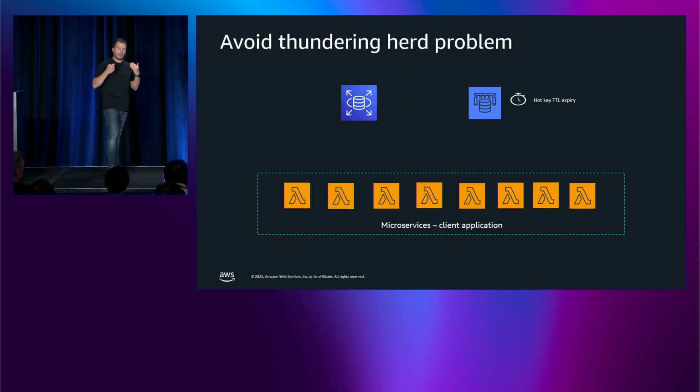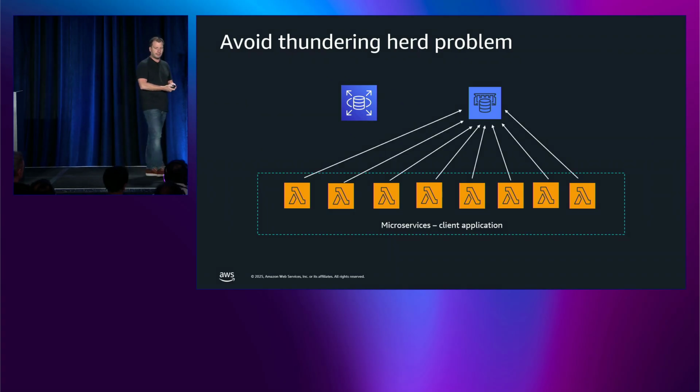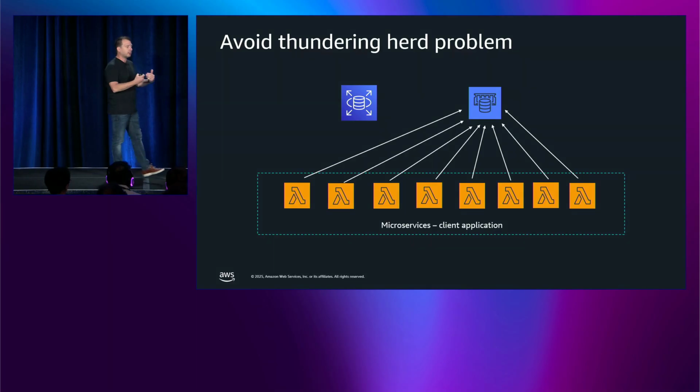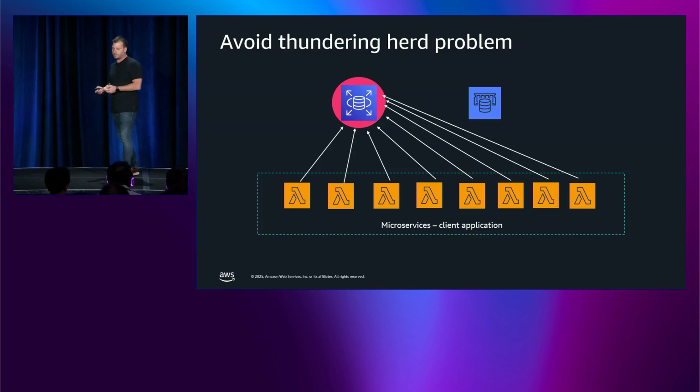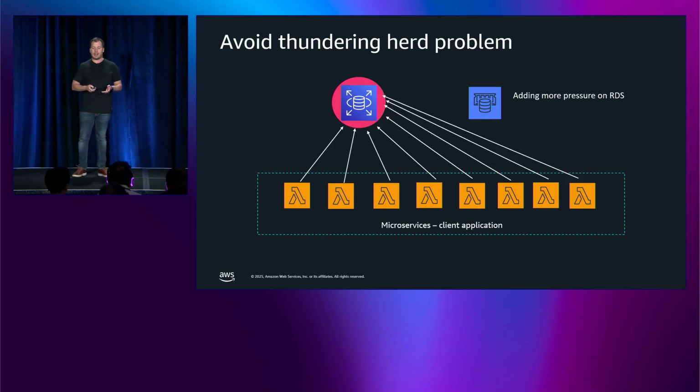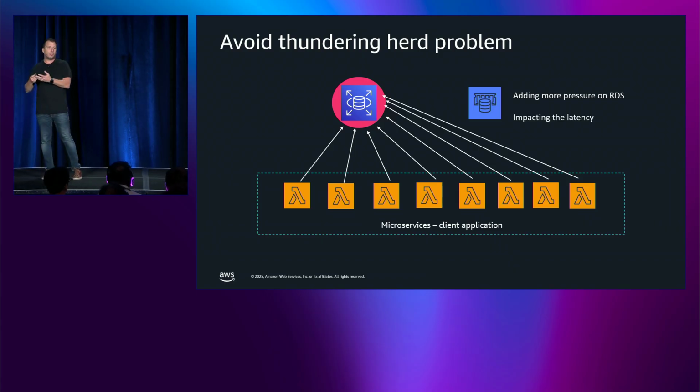So let's assume that I have a very hot item on my cache that's about to expire. Now, if all my microservices try to fetch the item from the cache now, they all will receive a cache miss. Eventually, they will all, together, go to the database and put much more pressure on my RDS. And eventually, we're going to impact our latency. And this is something that we want to avoid.